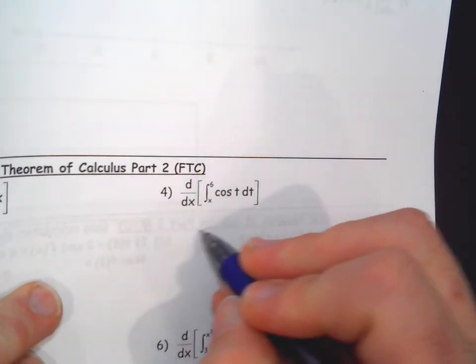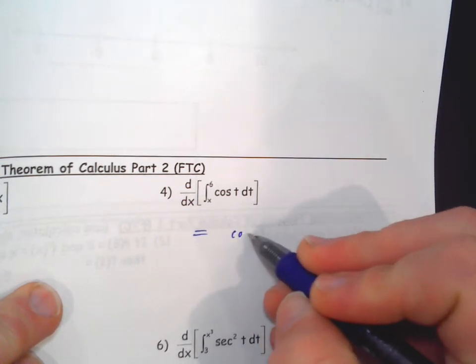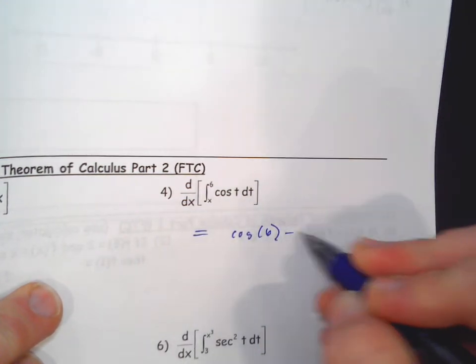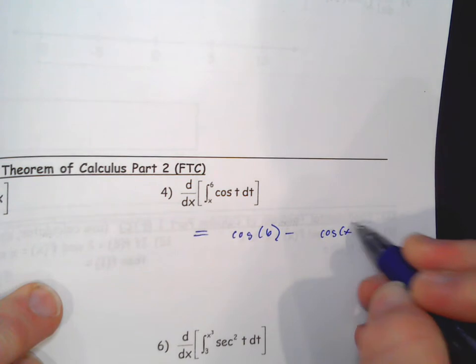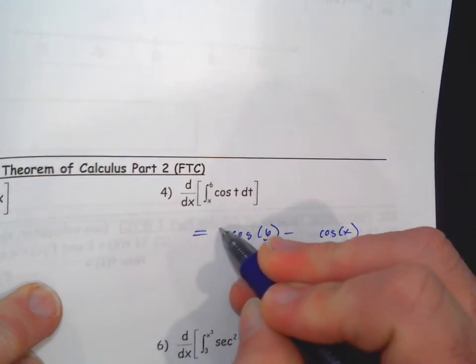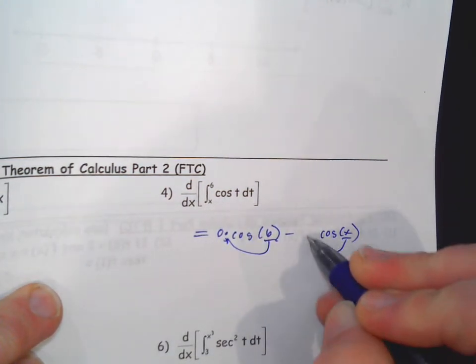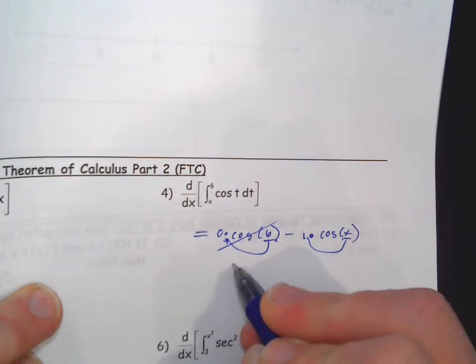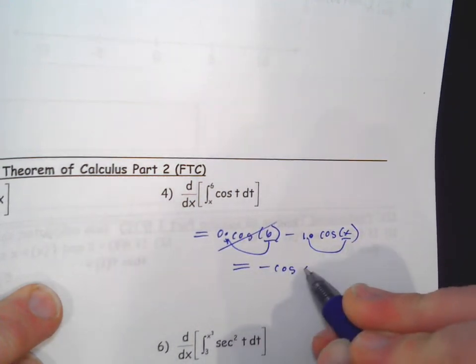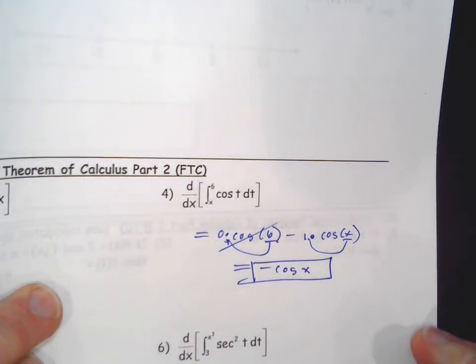You should be like, okay, it's going to be cosine of 6 minus cosine of x. And then I got to multiply by the derivative of what got plugged in, which is 1. That goes away. The answer is negative cosine x. Done. These are very fast problems. Okay? All right. You guys try the assignment?